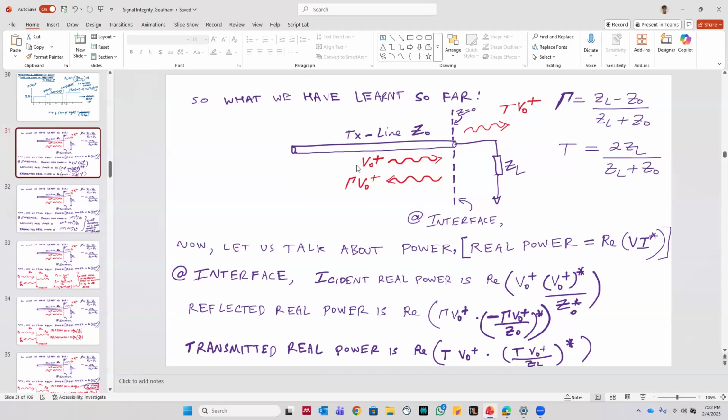So if this is the incident voltage, what is the incident power? Power is going to be V times I. But remember, the power here is a complex power, because it has a real part and an imaginary part.